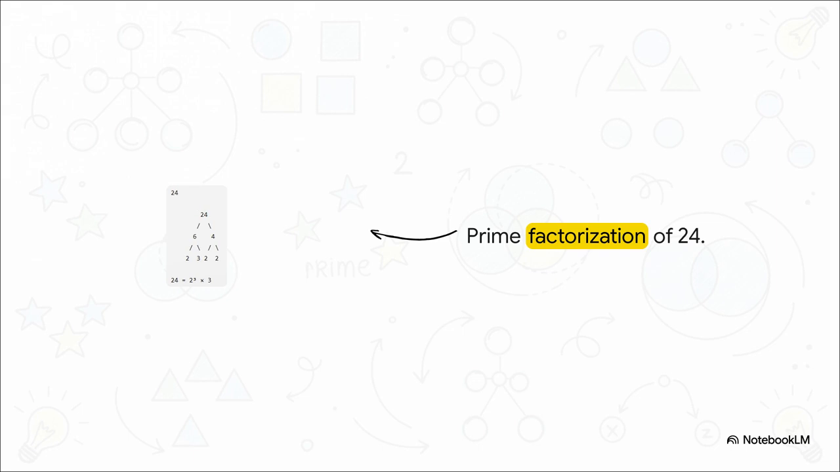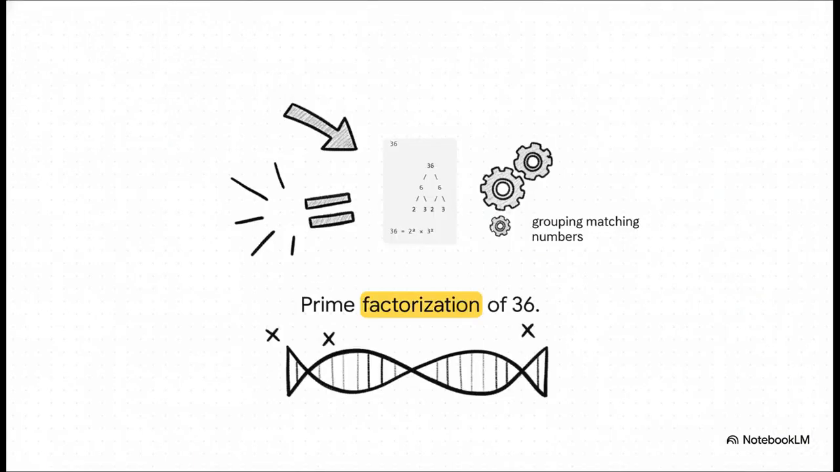Now we just gather them all up. We have 3 2s and 1 3. So mathematically, we write the prime factorization of 24 as 2 cubed times 3. See how clean that is? Let's move on and see how this builds with our next number, 36.